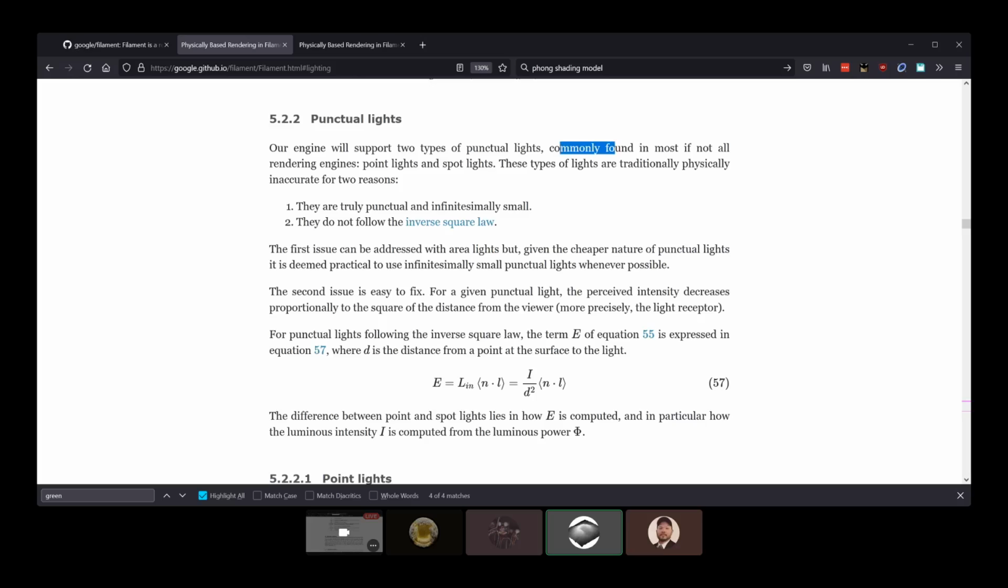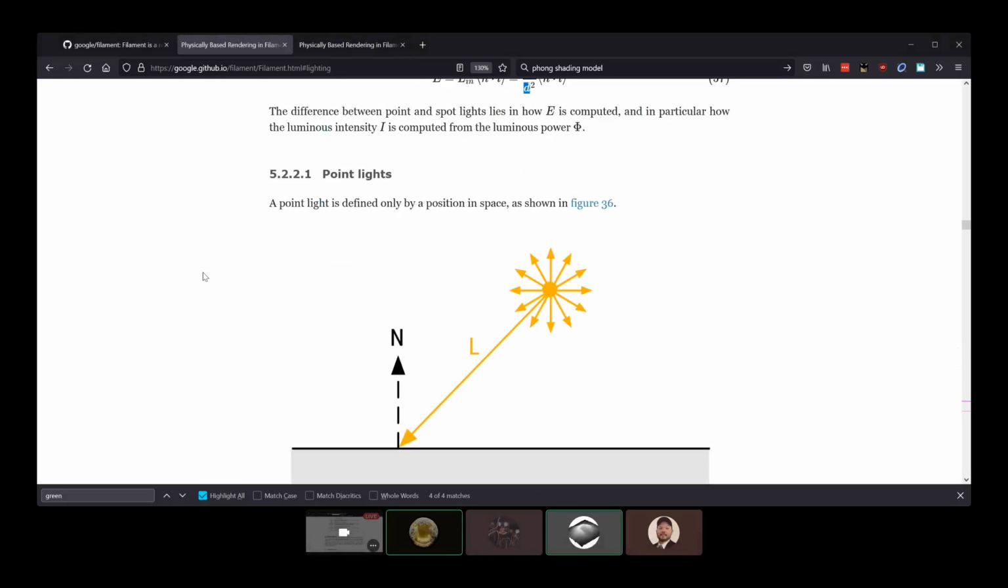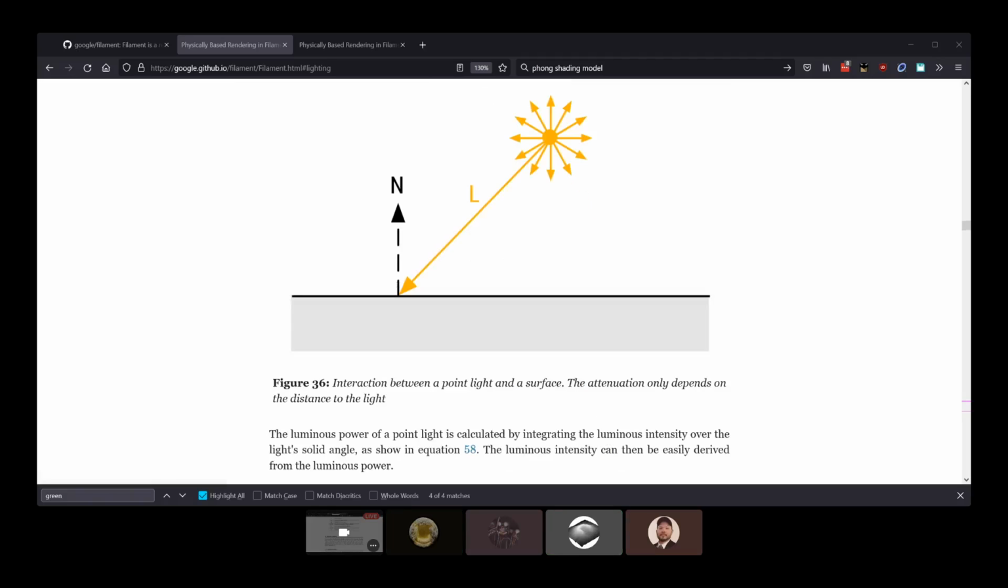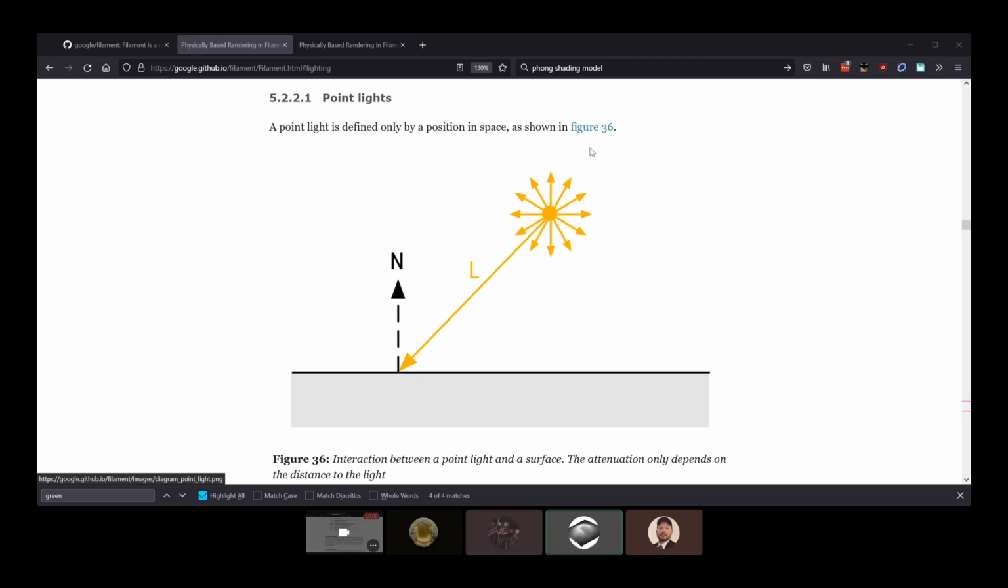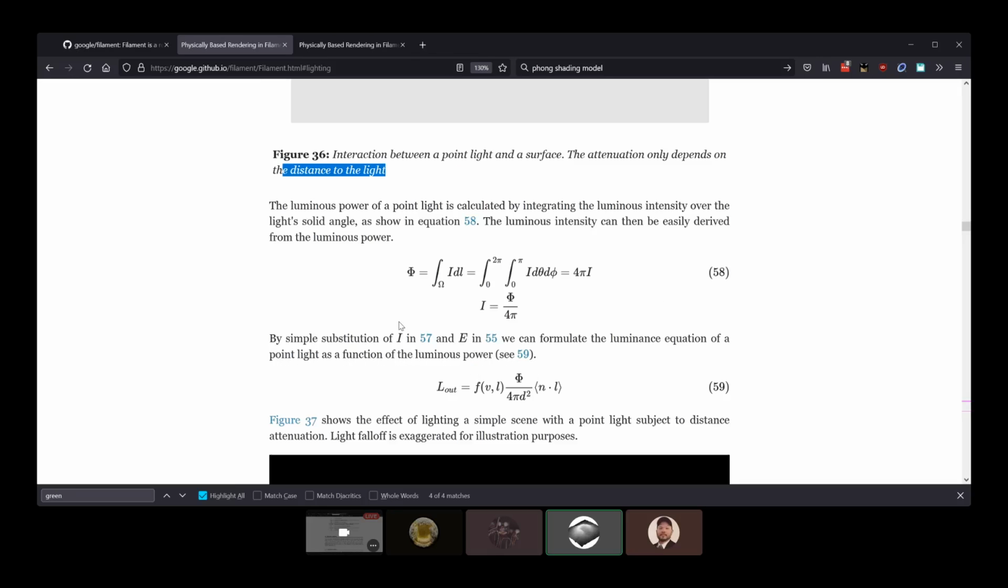I think commonly found, these are traditionally physically inaccurate. Just backtracking a second, I think that does mean the use of constant, linear and square terms separately, rather than just having a single illumination value that gets divided by the distance squared. Yeah, I think I'm repeating what you just said. Point light attenuation only depends on the distance.